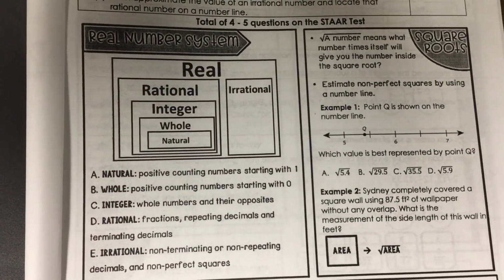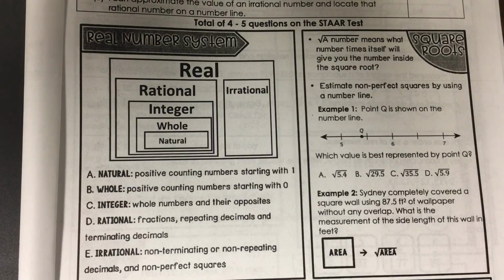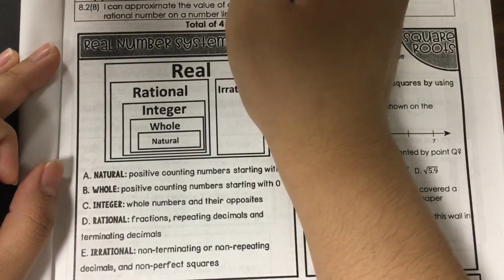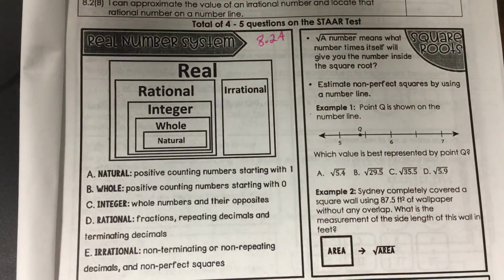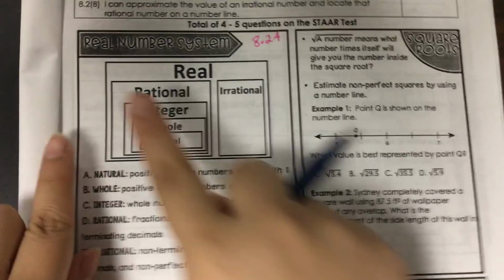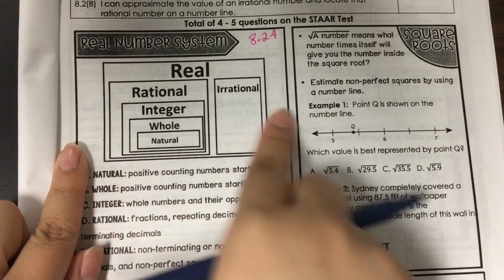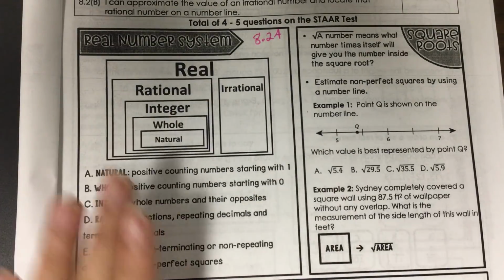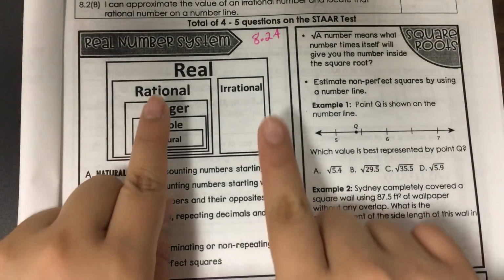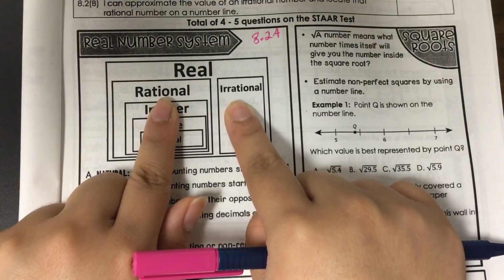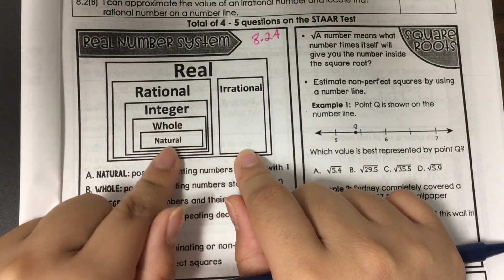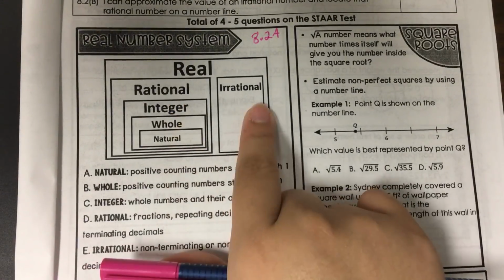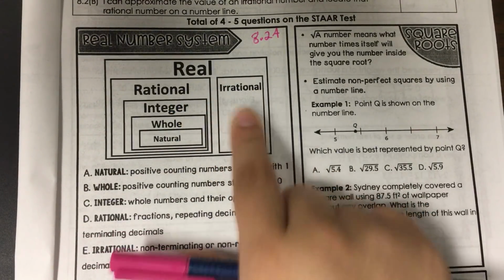So let's go ahead and start off with 8.2a. So we have our real number system. So the overall system of numbers that we've been talking about since y'all started learning about numbers is the real number system. We have 2 main categories, rational and irrational. Rational has a whole bunch of subcategories, more specific ways to classify them, but irrational is the only way to classify them.